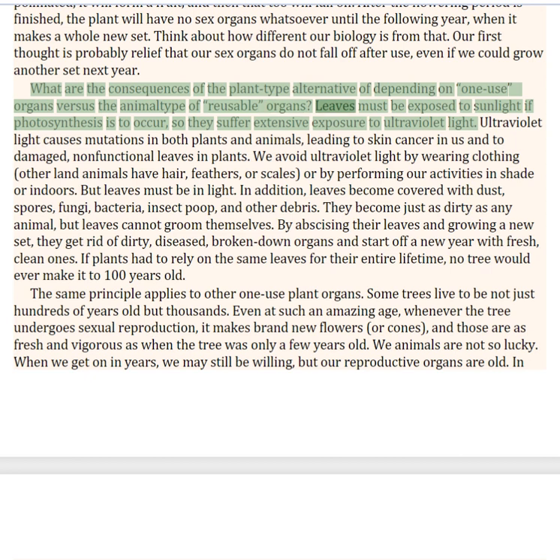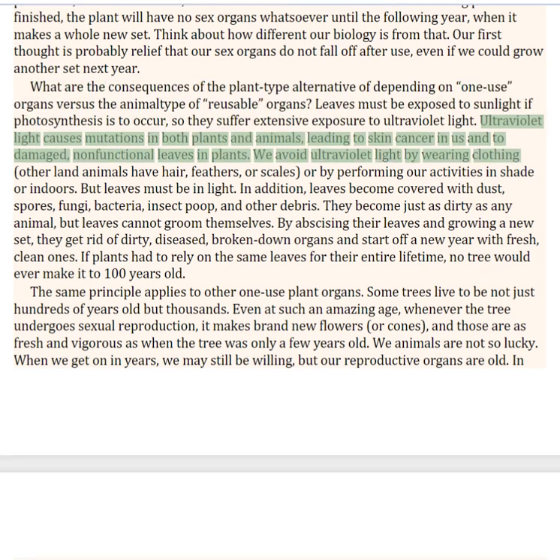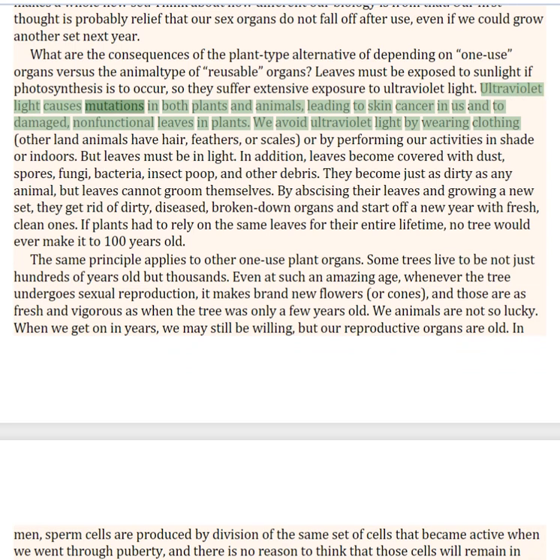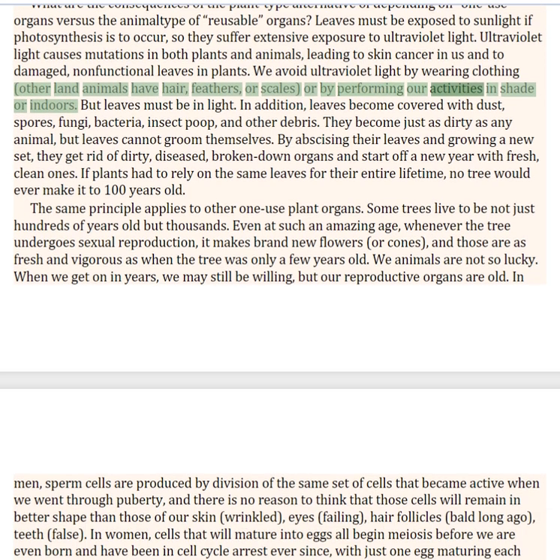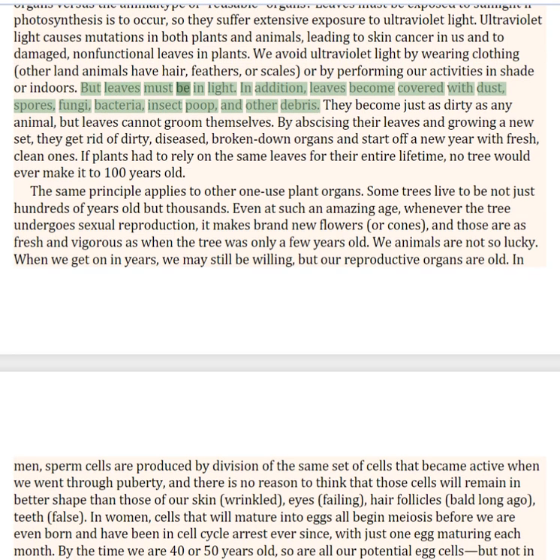Leaves must be exposed to sunlight if photosynthesis is to occur, so they suffer extensive exposure to ultraviolet light. Ultraviolet light causes mutations in both plants and animals, leading to skin cancer in us and to damaged, non-functional leaves in plants. We avoid ultraviolet light by wearing clothing, or by performing our activities in shade or indoors. But leaves must be in light.